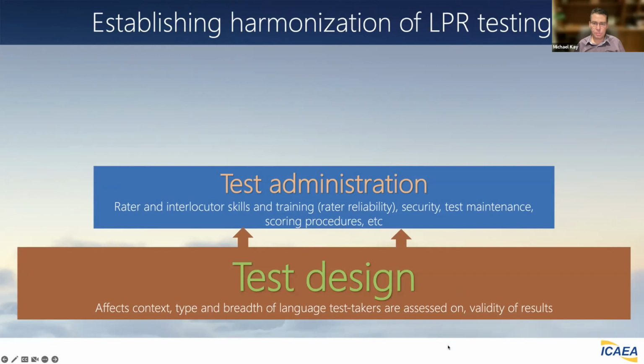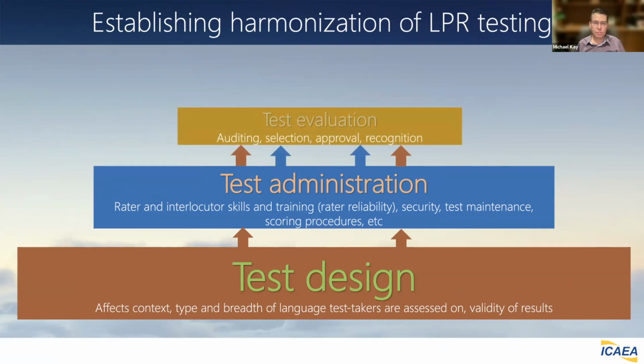And ICAO's position is, well, yes, that's good, but we cannot and should not do that until we've got a baseline that's well understood and more uniform. And that, of course, comes back to test design. Once that's established, yes, we can look at rating and test administration procedures. And that then equips the CAAs to be far more likely to have confidence in their auditing, selection, and approval of tests, and hopefully weed out the tests that are not compliant.